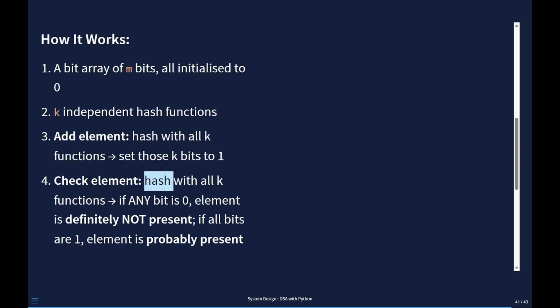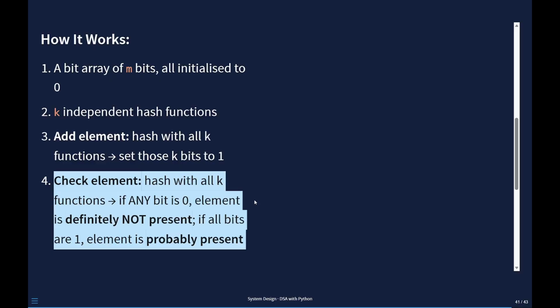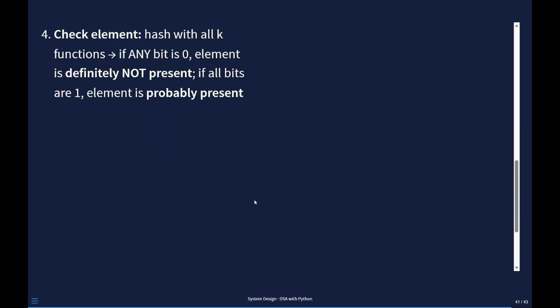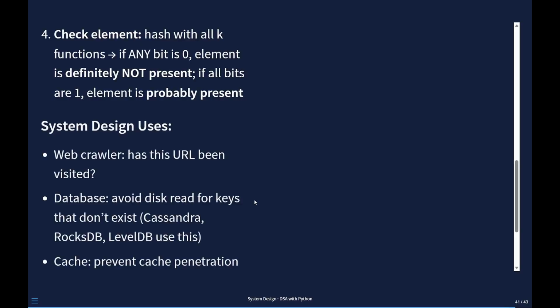To check if an element is present, hash it with the same k functions. If any of those bit positions is 0, the element is definitely not in the set. You can return a definitive NO immediately. If all bits are 1, it is probably present, but could be a false positive due to bit collisions from other elements.